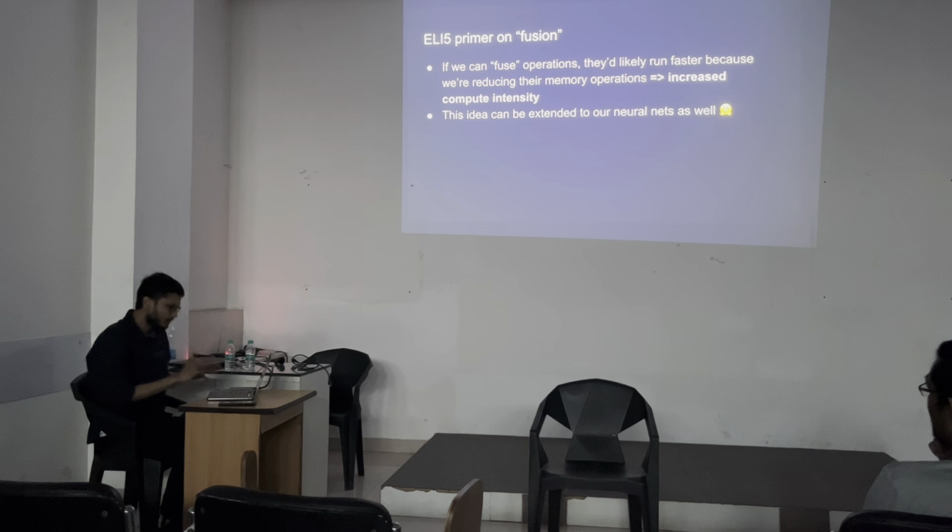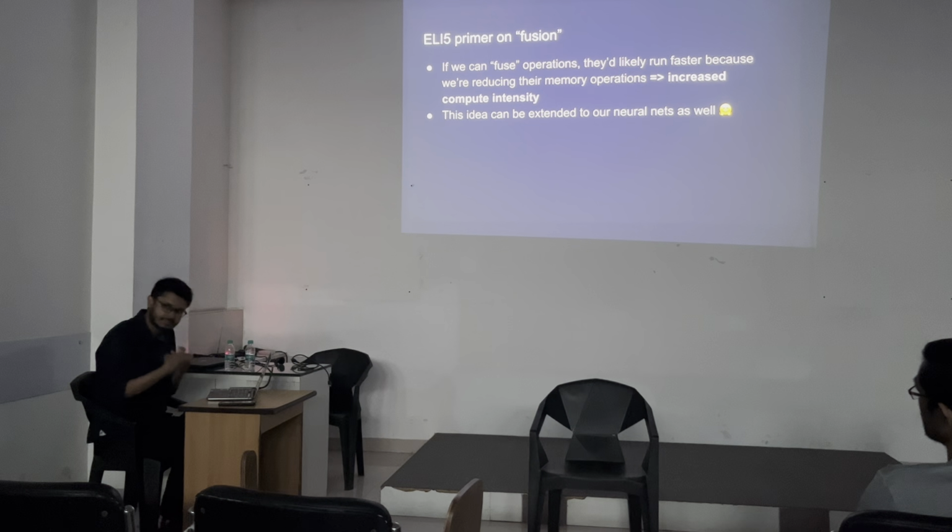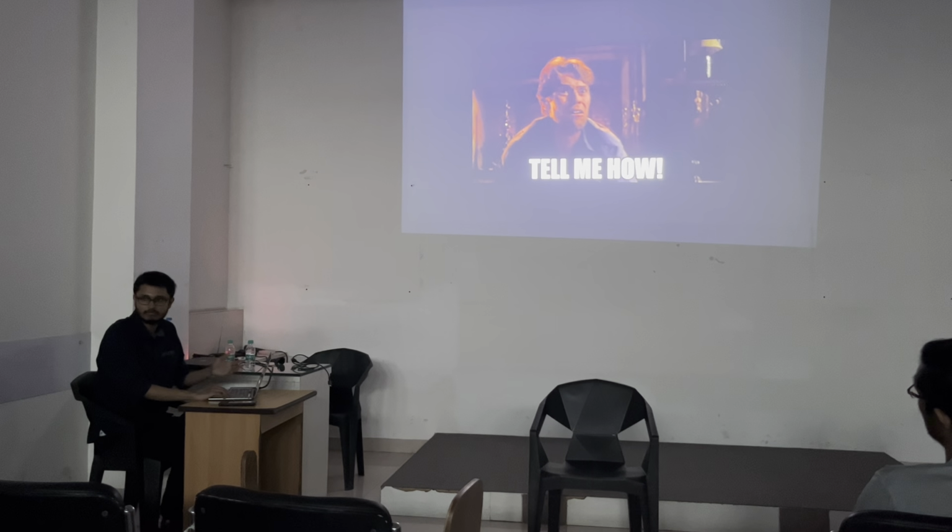If we can fuse operations, they would likely run faster because we are reducing their memory operations, which means we are increasing the amount of compute intensity. And that's exactly where the notion of speed up comes from. And of course, neural networks are just about multiplications and basic mathematical operations. So of course, the idea can be extended to neural nets as well.